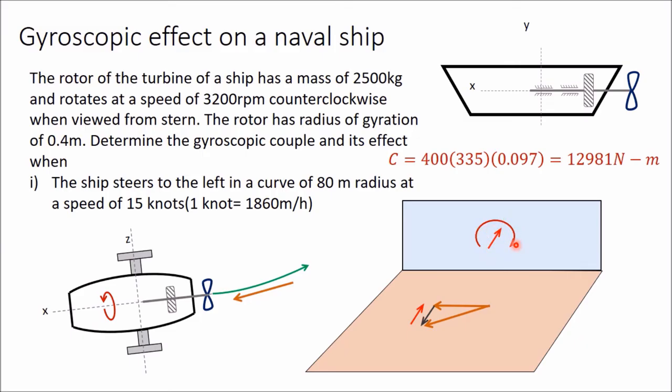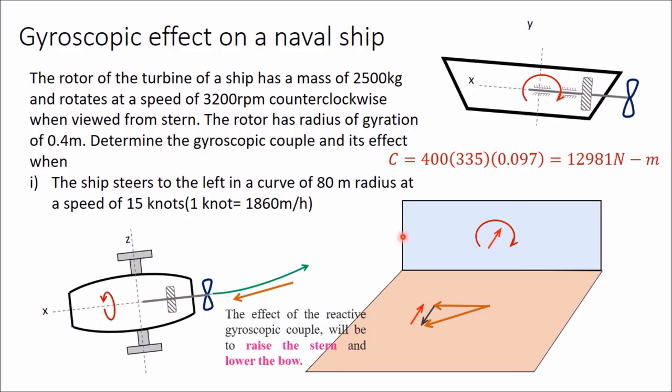Now this effect can be visualized in the front view. So I have drawn the front view of this ship. In this front view, the couple is applied in clockwise direction. So the effect of this couple will be to lower the bow. So the effect of the reactive gyroscopic couple will be to raise the stern and lower the bow.